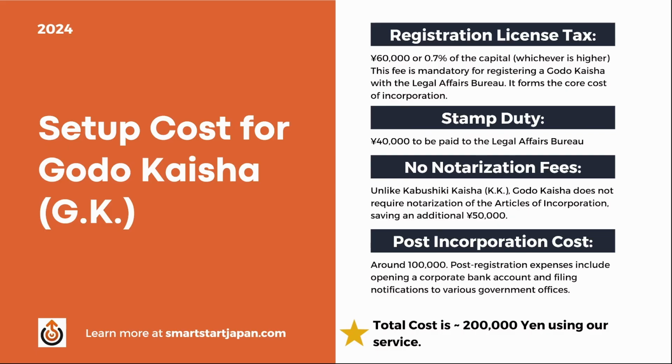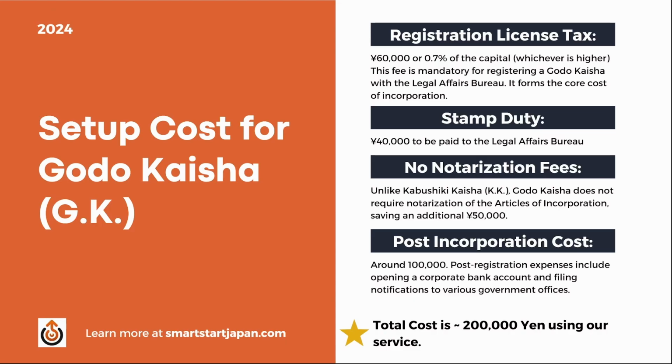Now that you understand the registration process, let's talk about the costs involved in setting up a Godo Kaisha. First, the registration license tax. This is a mandatory fee for registering your company with the Legal Affairs Bureau. The cost is around 60,000 yen, or 0.7% of your total capital, whichever one is higher. This forms the core cost of your incorporation for a GK. Next is the stamp duty.